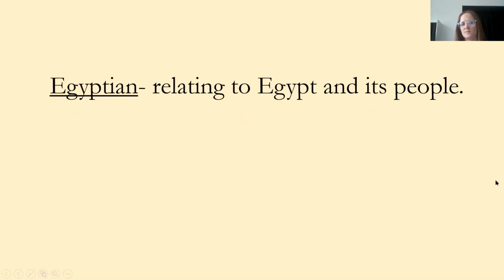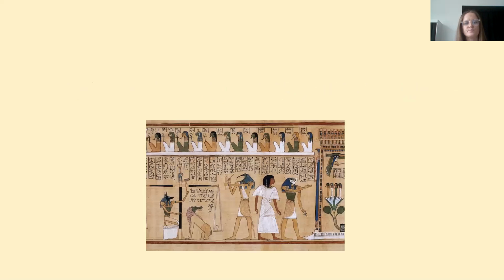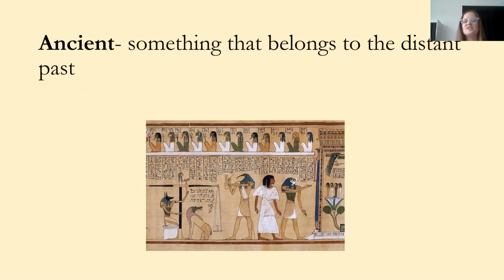Right, Egyptian. An Egyptian is relating to Egypt and its people. So the people that lived in Egypt, we call them Egyptians, and things that relate to Egypt. So any tombs or anything that they've found that come from this era, we call them Egyptian tombs or Egyptian mummies or Egyptian jewelry. So it relates to Egypt and its people. Ancient is something that belongs to the distant past.